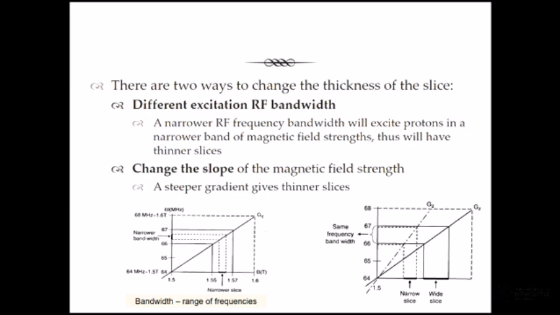Okay? As I mentioned before, there's 2 ways to change the thickness of that slice. We can have a different excitation bandwidth. So we don't transmit a pure frequency, it's a bandwidth of frequencies. So the bandwidth of frequency will tell us how thick the slice is, 10 millimetre, 3 millimetre, 1 millimetre or 0.5, just depending on what we're looking for.